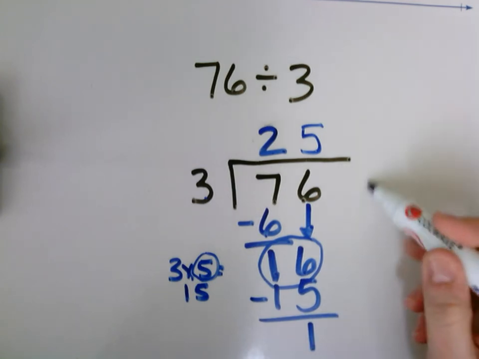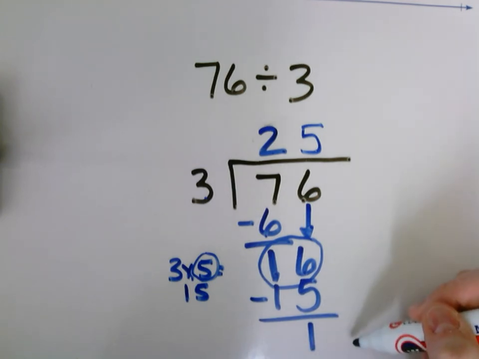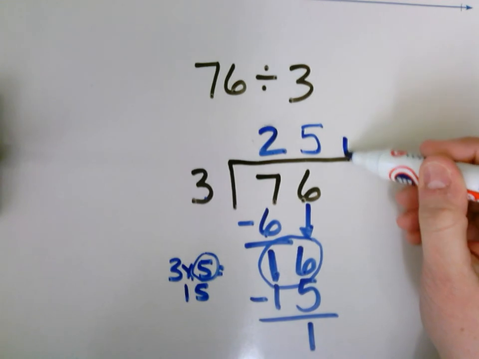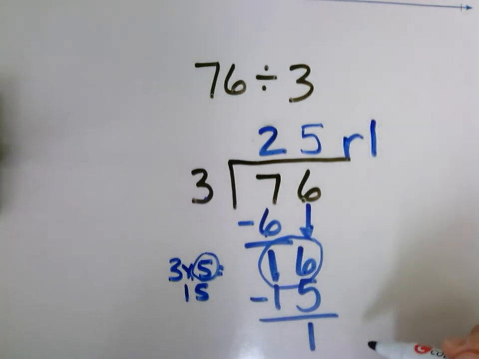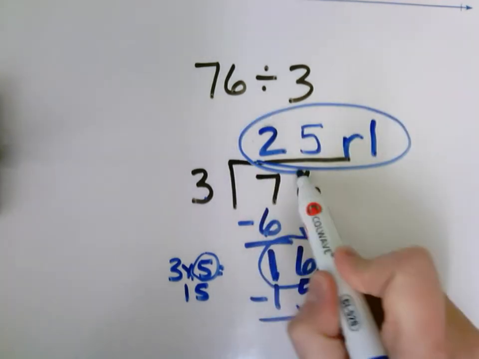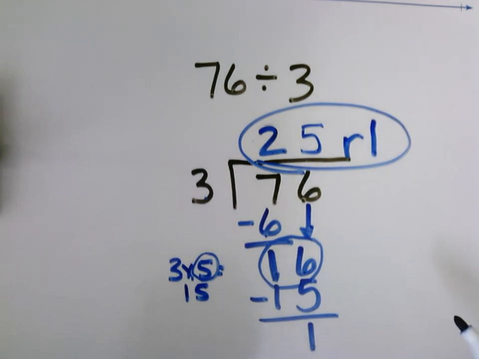I don't have anything else to bring down. So here I have 25 remainder 1 as my quotient. I know that was a lot of steps. We're going to do some more examples in the next couple of videos.